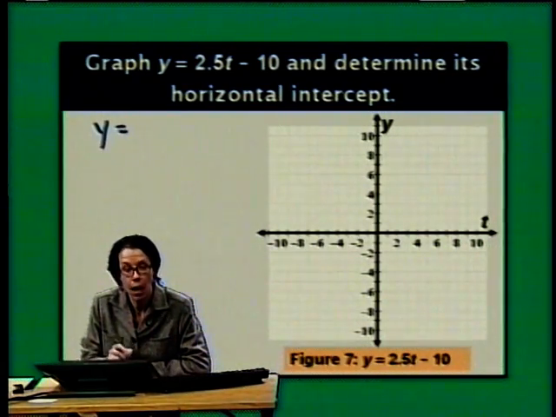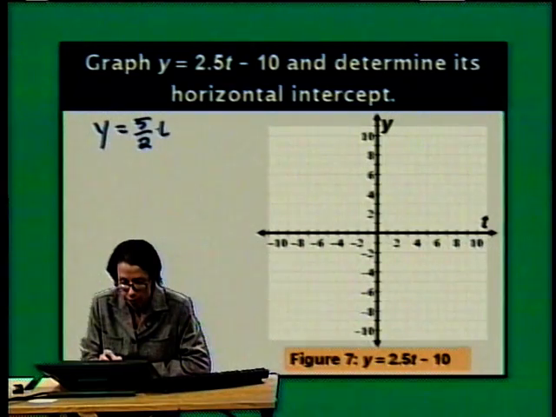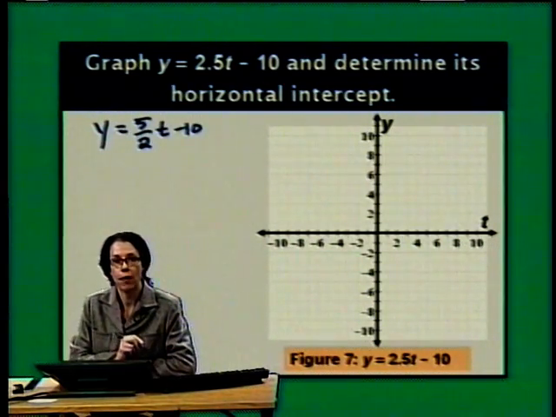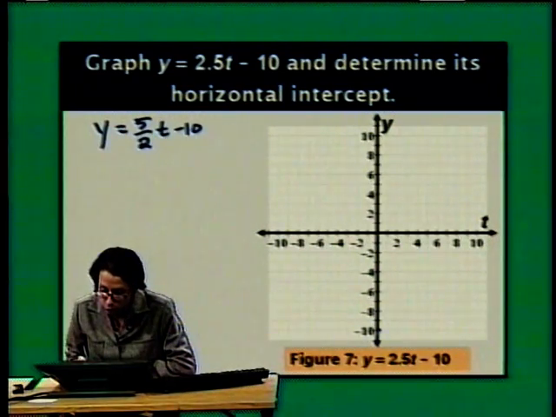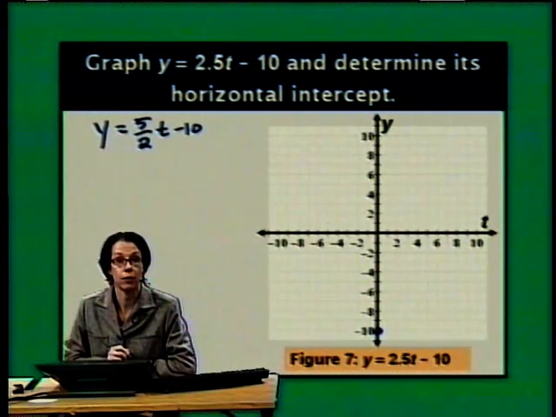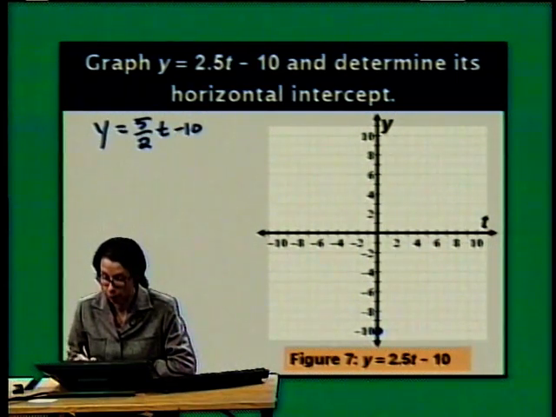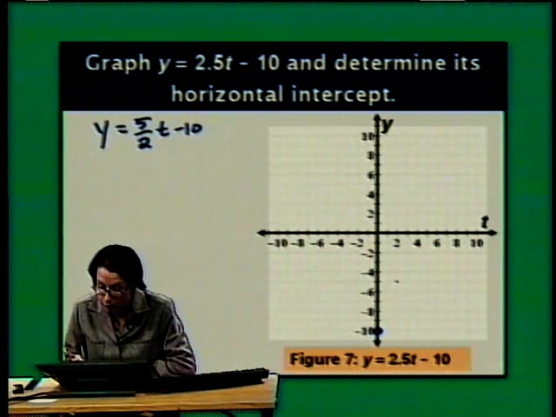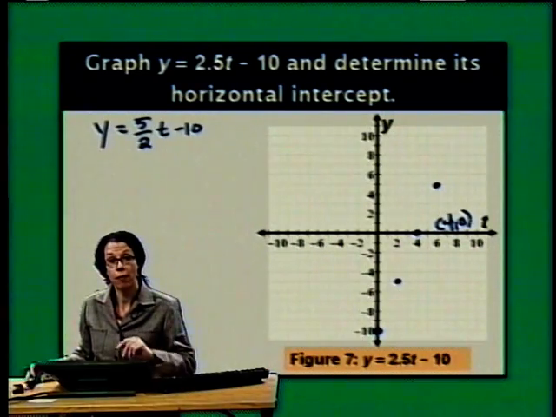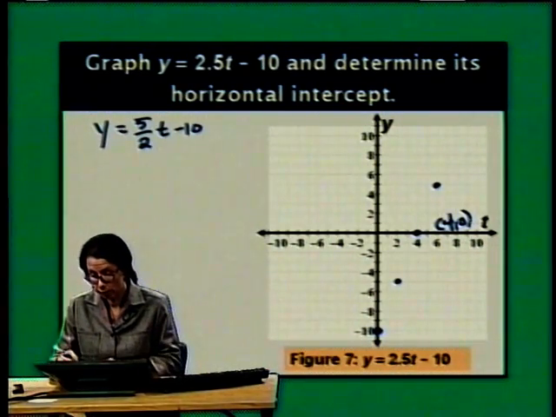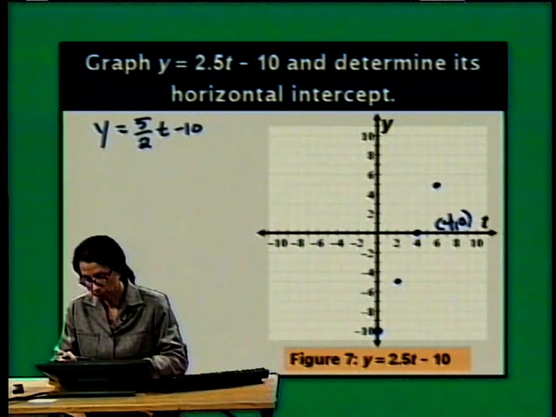So 2.5 is the same as 5/2. So let me graph this line and see if I can figure out the horizontal intercept. So the vertical intercept is at (0, -10). I have a slope of 5/2. So I'm going to go up 5 over 2, up 5 over 2, up 5 over 2. I landed at the point (4, 0). So graphing my line showed me what the horizontal intercept was.